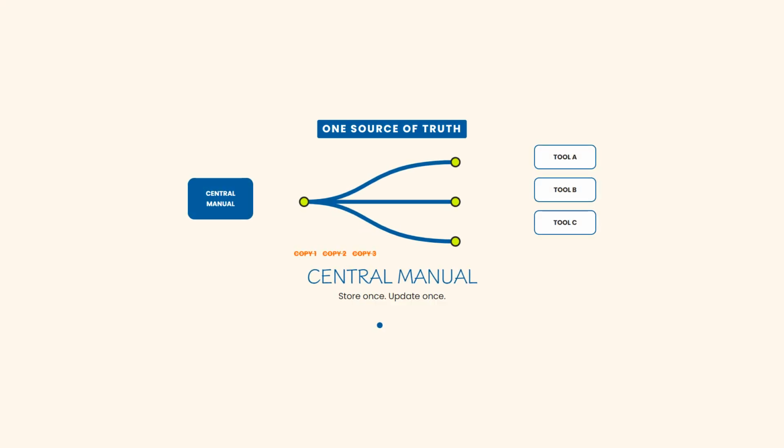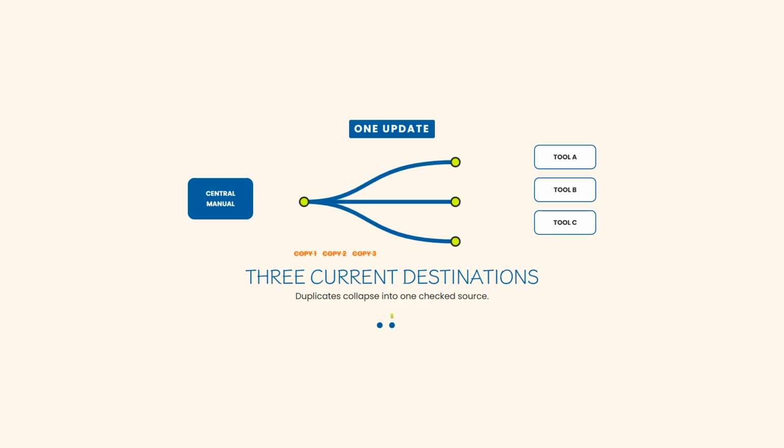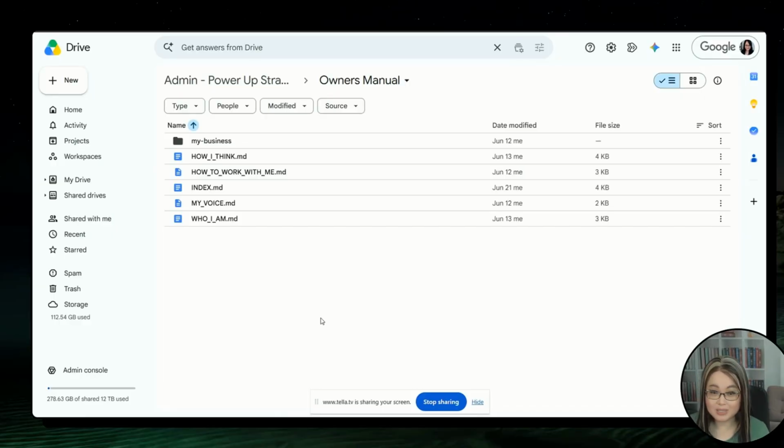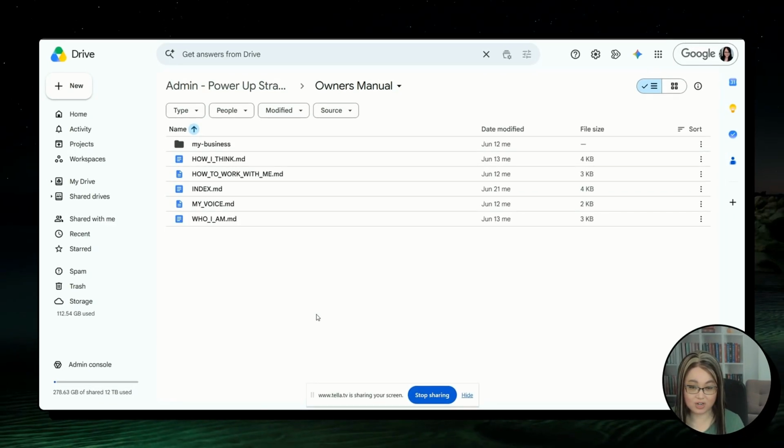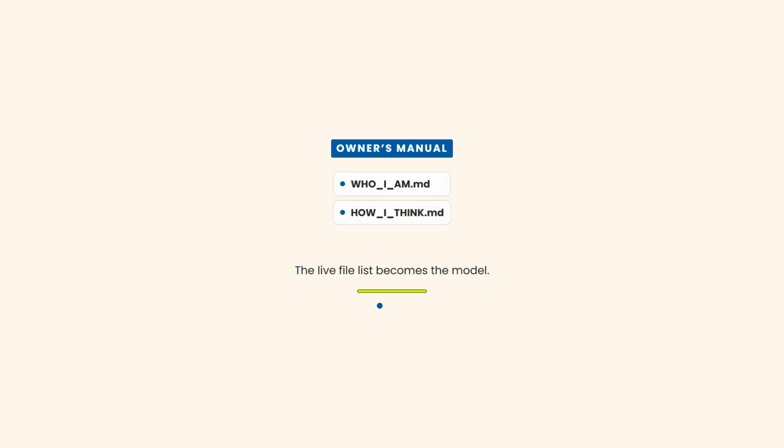Here is mine right here. And I keep it on Google Drive. You can use anything you want, Obsidian, Notion, even your local drive to keep it in. The important thing is to have it in one central place. That way you're not copying and pasting it everywhere. And every time you want to make an update, it doesn't have to update a million different copies of it, which are quickly going to get out of date anyway.